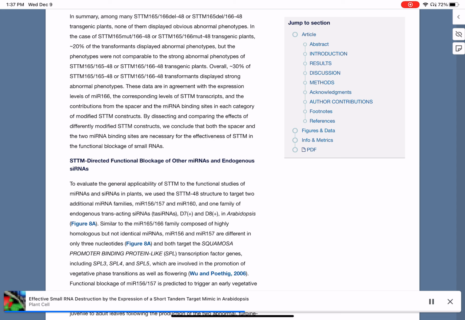These data are in agreement with the expression levels of miR-166, the corresponding levels of STTM transcripts, and the contributions from the spacer and the miRNA binding sites in each category of modified STTM constructs. By dissecting and comparing the effects of differently modified STTM constructs, we conclude that both the spacer and the two miRNA binding sites are necessary for the effectiveness of STTM in the functional blockage of small RNAs.